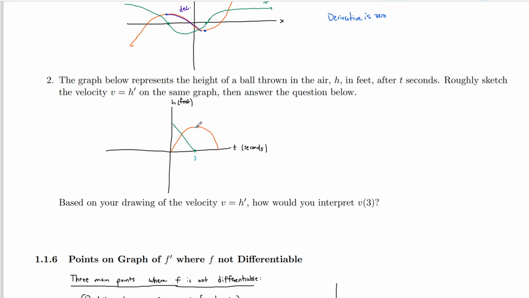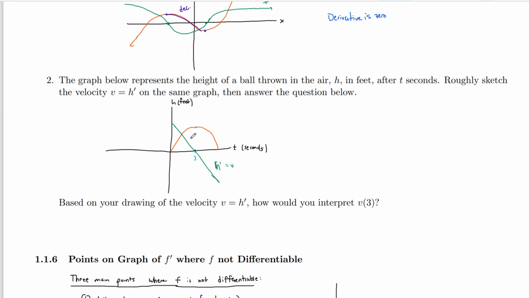Now what's happening to the right? So starting from here, we start decreasing. Now this one is barely decreasing, but it starts to decrease faster and faster, which means as we move more and more to the right, it's going to get more and more negative. So it probably looks something like that. And that's our h prime, which is our velocity.